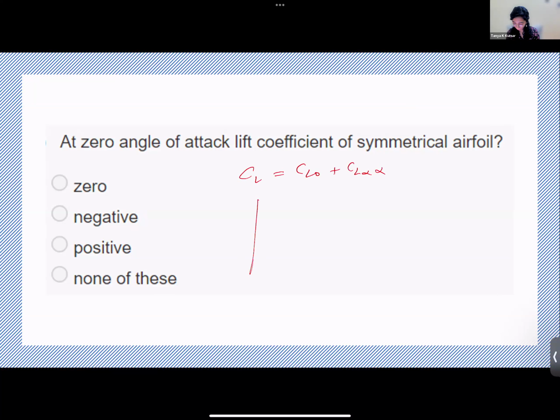In the case of a symmetric airfoil, this was your graph, CL versus alpha. This is symmetric. If it was cambered, it would be something like this. So for symmetric, you have CL naught is 0, and for cambered, you have CL naught greater than 0. So for a symmetric airfoil, it will be CL alpha into alpha, and if it is at 0-degree angle of attack, it will be 0. Okay. So 0. Yes, correct.